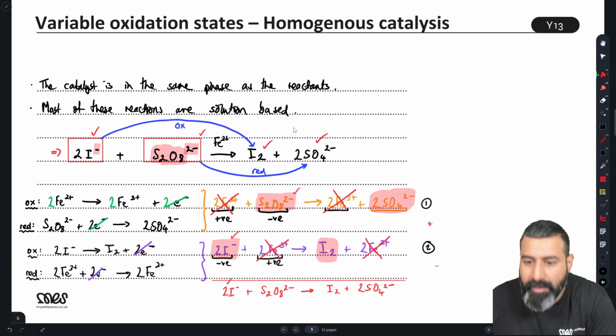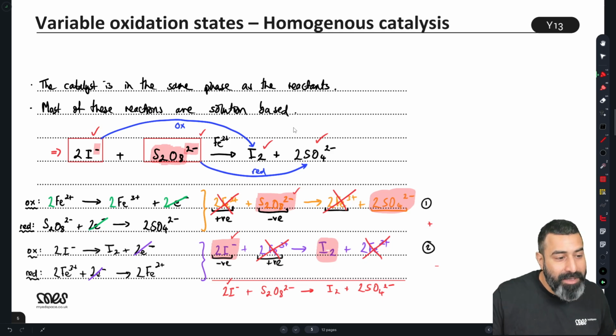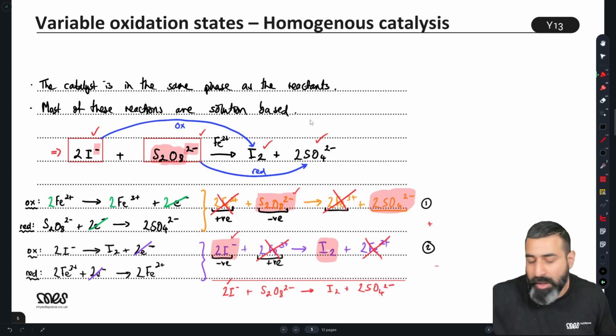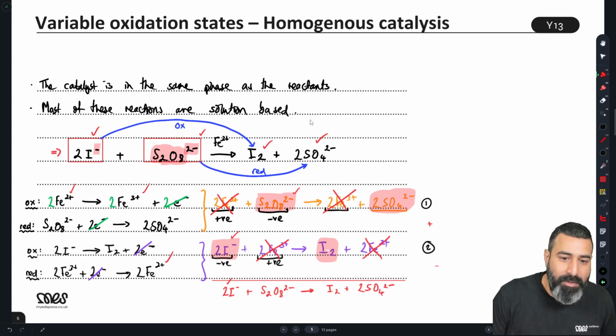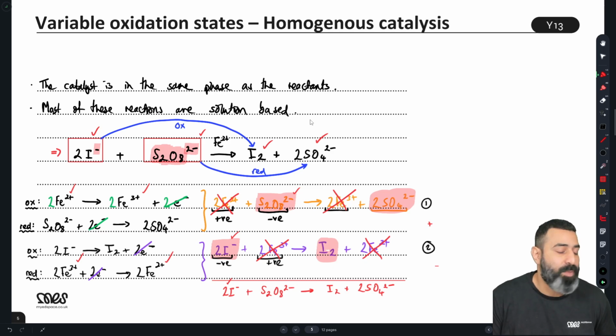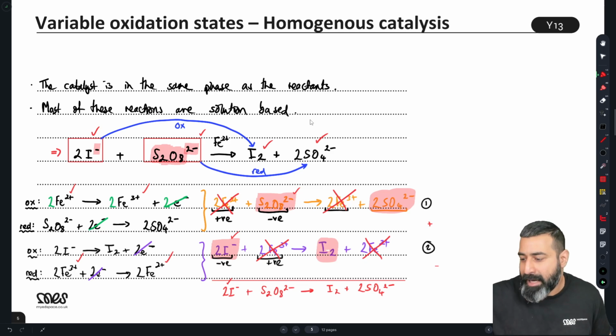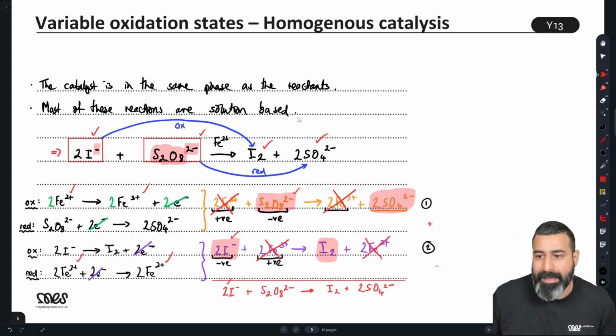Tick and tick. And you can see that the catalyst doesn't appear in the chemical equation because it was used up. So the Fe2+ was used up in the first part and then reformed in the second part. And this intermediate, which is Fe3+, was formed in the first part and then used up in the second part. So all the terms cancel out, and hopefully that makes sense and is helpful.